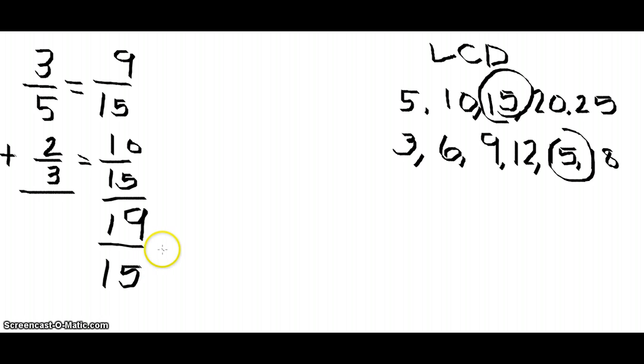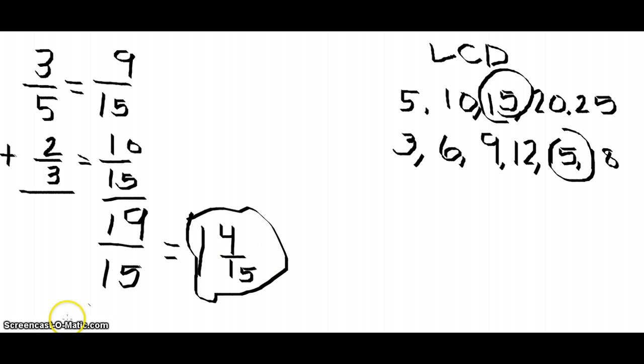Now I see I have an improper fraction. My numerator is greater than my denominator. So I do 19 divided by 15. Well, that gives me 1 whole plus 4/15 left over. I look at 4/15. Can I reduce this by dividing anything into both of them equally? No. So 1 and 4/15 is my answer. I hope that was your answer too.